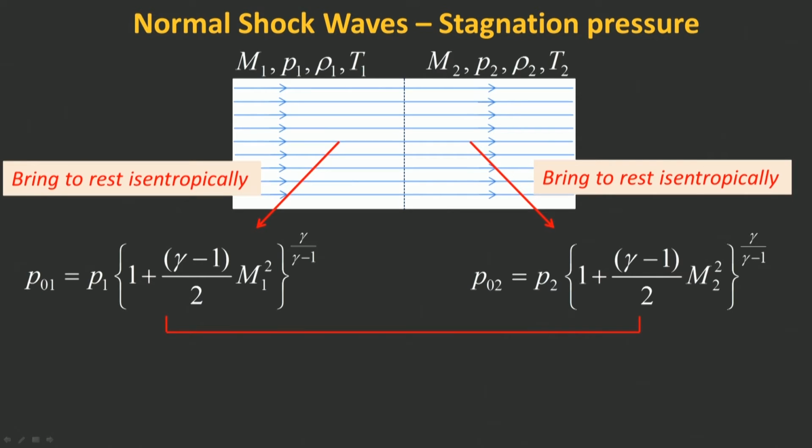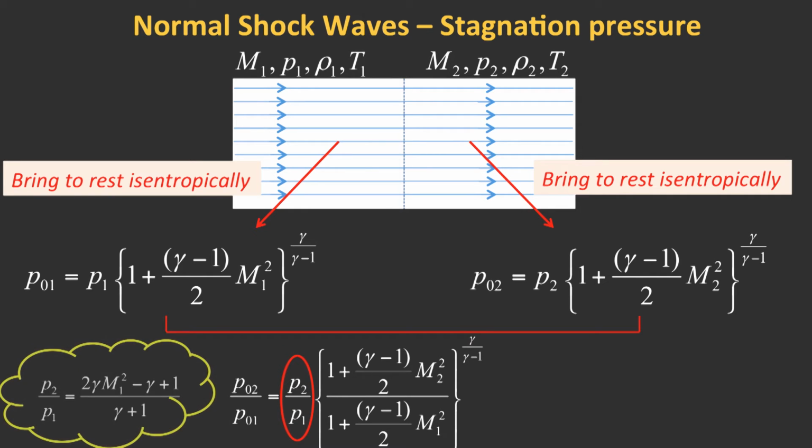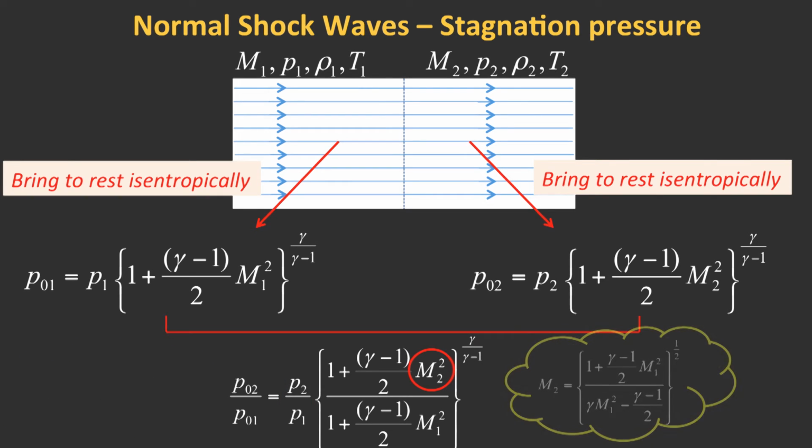If we want an expression for the ratio of the stagnation pressure across the shock, say P02 over P01, we can divide the second expression by the first. And we end up with this. We see the ratio of the static pressure across the shock coming in here. And we had an expression for that from the last component, and it only depends on M1 and gamma. So we should be able to put that in for P2 over P1. We also see M2 coming in here. And we had an expression for that from the last component also.